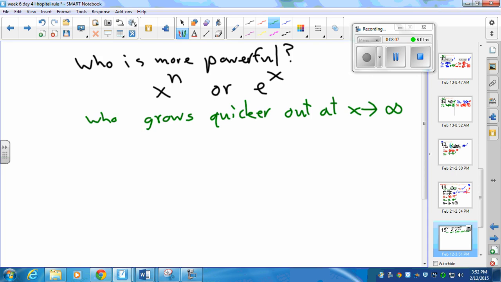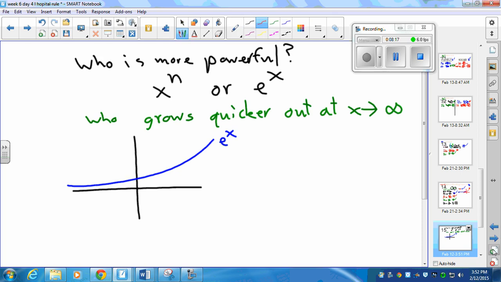Okay, so visually, there's e to the x. Here's x. Here's x squared. Here's x cubed. Right now, who seems to be growing quicker? The x squared or the x cubed? And that e to the x seems to be slow.